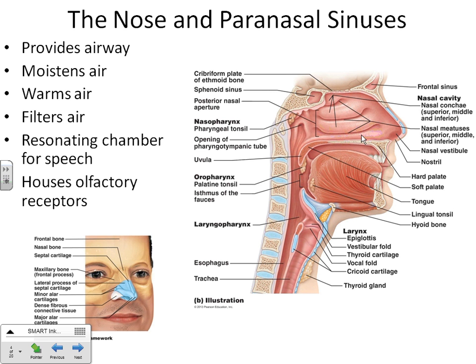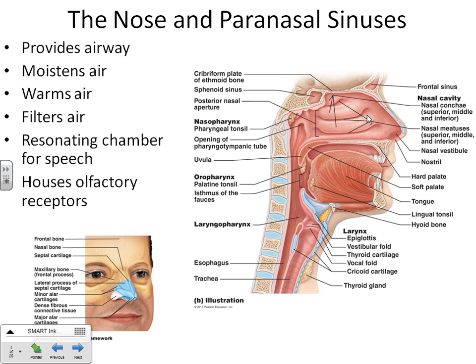Underneath your inferior concha would be your inferior meatus. Underneath here would be your middle meatus. Underneath here, your superior meatus. The purpose of these folds is to increase the surface area that your air has to flow over. Makes your air stay in your nasal cavity a little longer. As your air is flowing over that, you're going to keep cleaning the air because there's mucus in there.